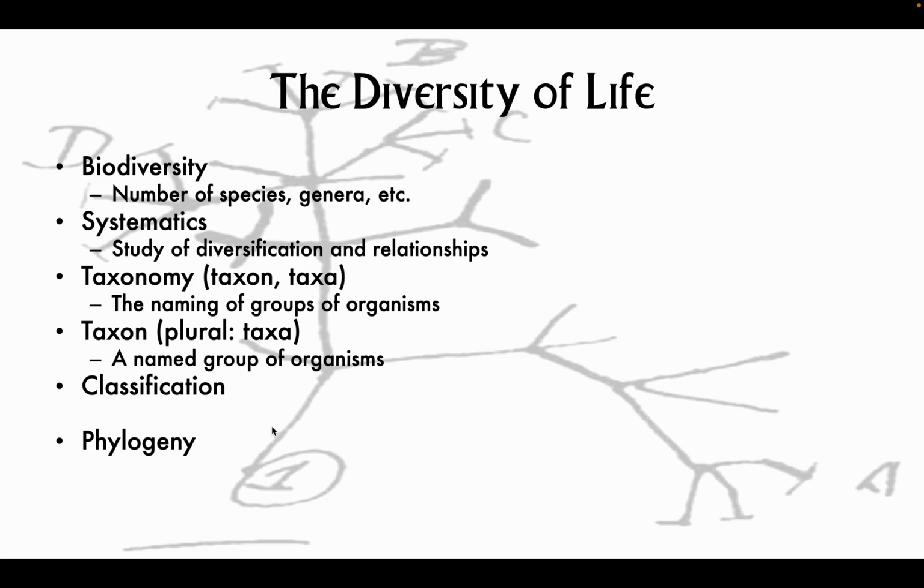Any named group of organisms, for example, the species Panthera tigris, or the family Felidae, can be called a taxon. A taxon is any named group of organisms. And because this word has Greek roots, the plural form is not what you might expect. But one taxon plus another taxon equals two taxa. Classification is the process of assembling related groups of species into genera, genera into families, and so on and so on.